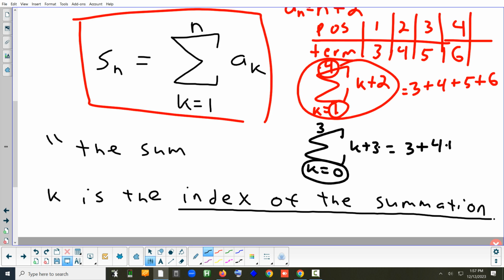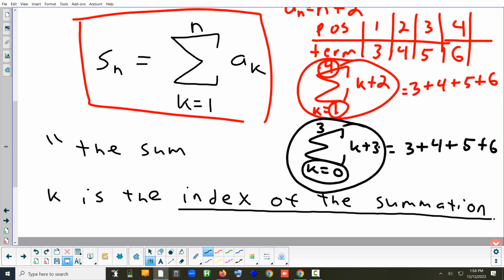And then what's the next number we plug in for k? 2. 2 plus 3? 5. And the next number? 3. And 3 plus 3? 6. Is there a next number? Nope, because we just hit 3. We hit the stop. What do you notice about this one compared to the one above it?